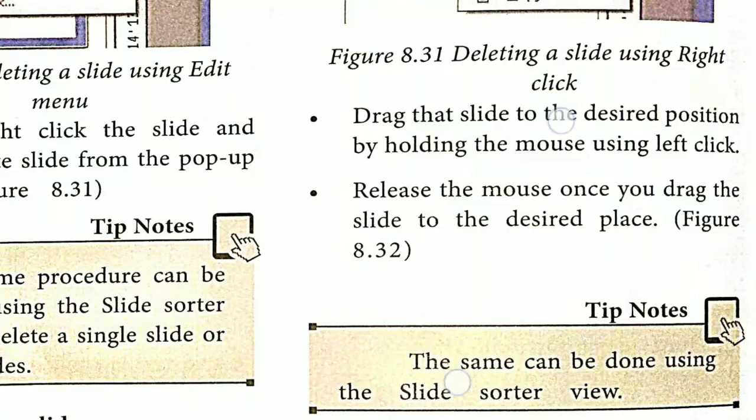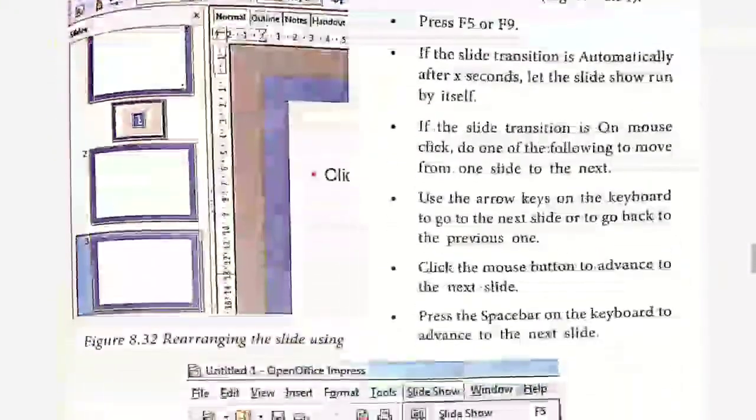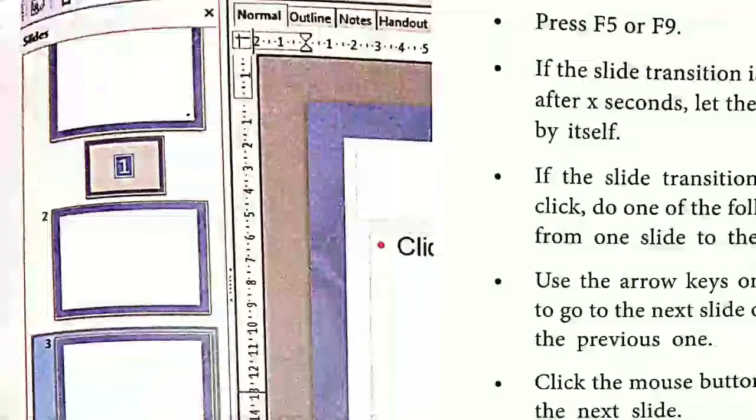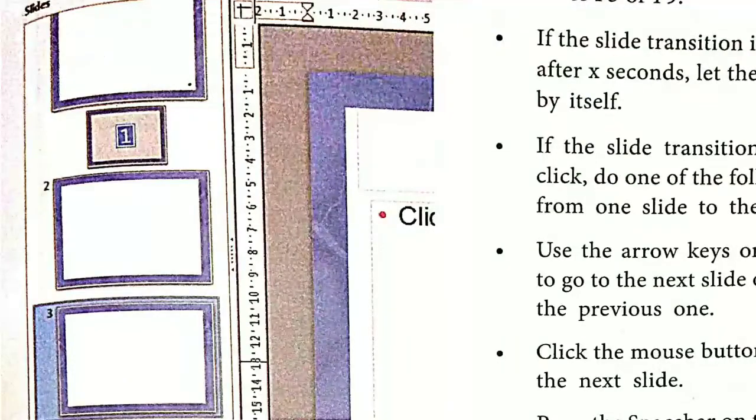So in figure 8.32 you can see that the third slide has been selected just by left clicking the mouse and holding it, and then moved to the position between the first and second slide, as denoted in the picture for rearranging the slide. After that, release the mouse once you have dragged it to the required position. This will place the slide in between slides 1 and 2.